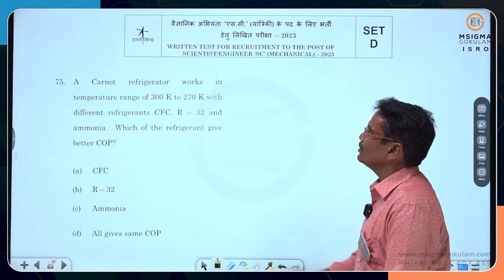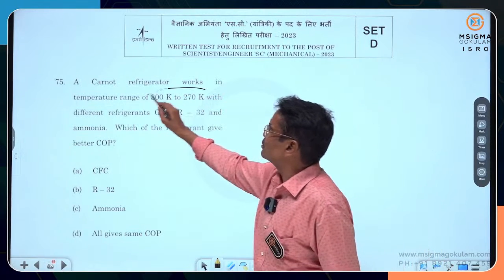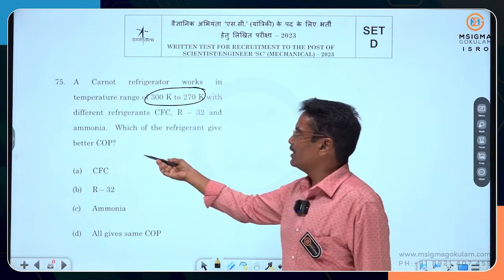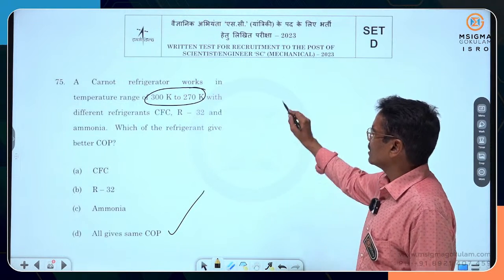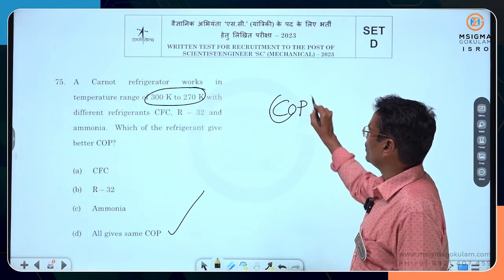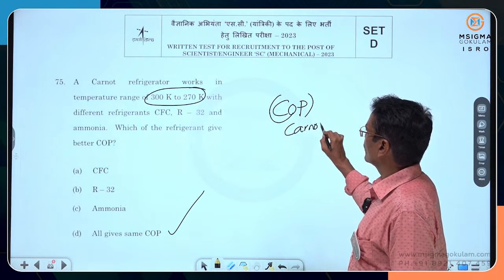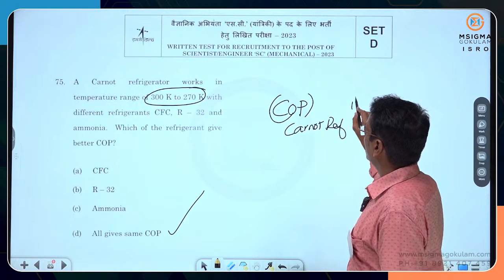A Carnot refrigerator works between the given temperature ranges. Which of the refrigerants has better COP? All give the same COP. COP of a Carnot refrigerator is independent of the working fluid.